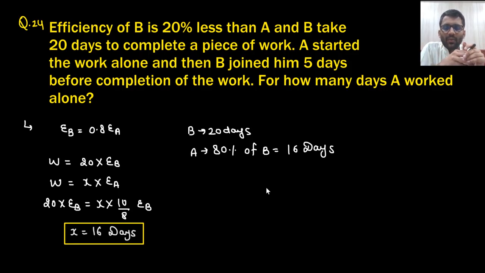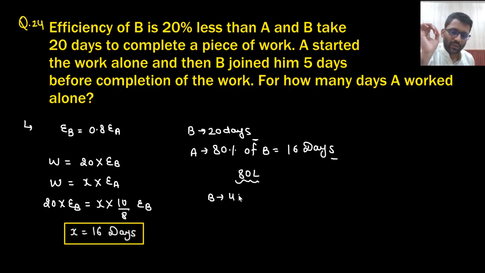A started the work alone and B joined him 5 days before the completion of the work. How many days did A work alone? Okay, so first our task is getting the LCM of 20 and 16. What would that be? 80, right? So the work is eating 80 laddu. So B can do 4 laddu per day, and then certainly A can do 5 laddu per day.